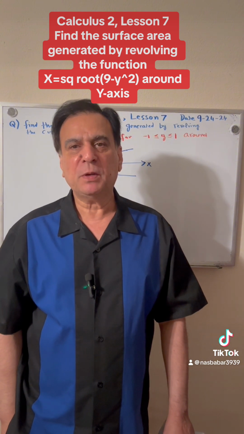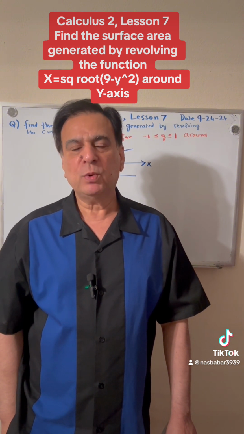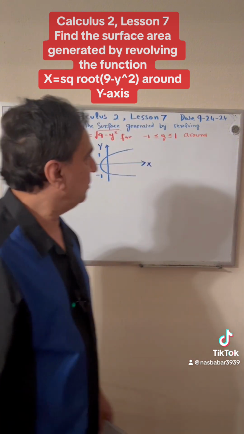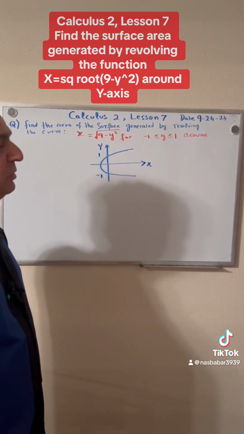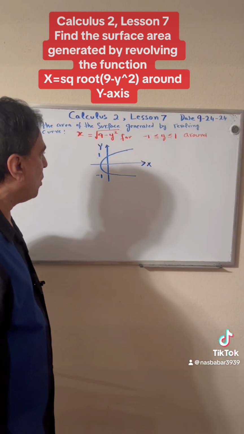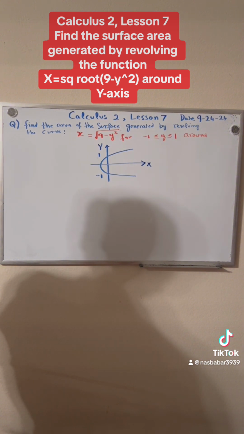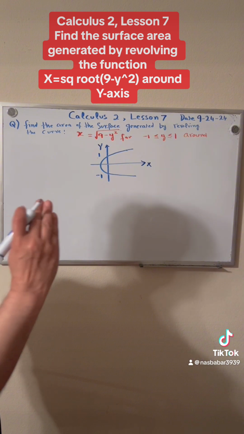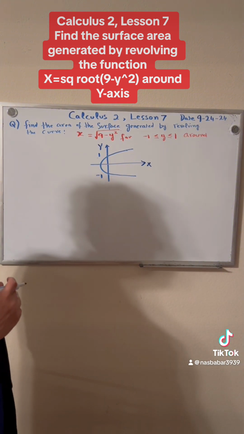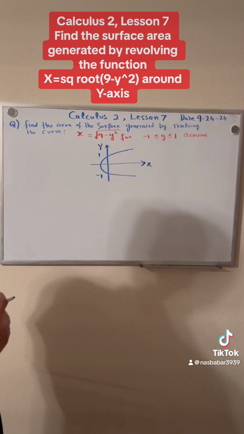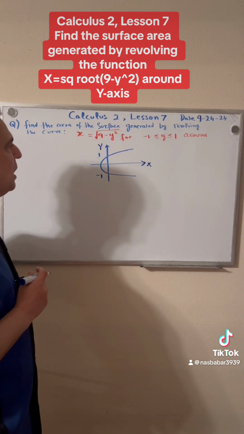Date today is September 24, year is 2024, and this is Calculus 2, lesson number 7. So the problem I have on the board basically says to find the area of the surface generated by revolving the curve around the y-axis. I took the liberty of drawing the diagram on the board in the interest of time.